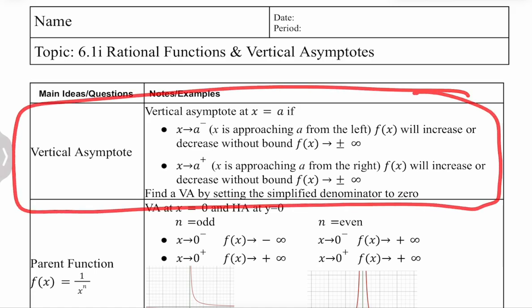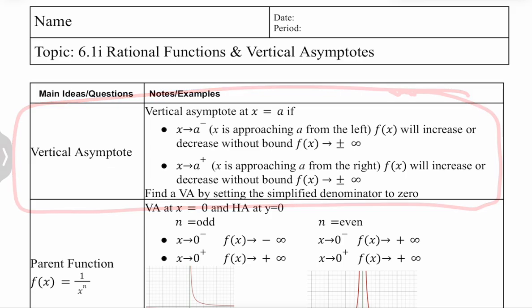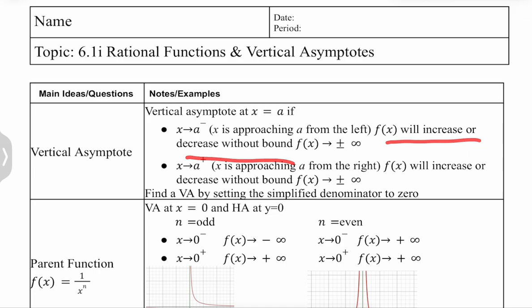First, let's focus on this little box here, the vertical asymptote. Now, a vertical asymptote is going to occur at some x value a. In this case, I chose the x value a, which is very common. Basically, you are going to think about as we approach the x value of a from the left. That is a calculus notation that we're preparing you for. So this is x approaching a from the left. Our function will either increase or decrease without bound, meaning it will approach positive or negative infinity.